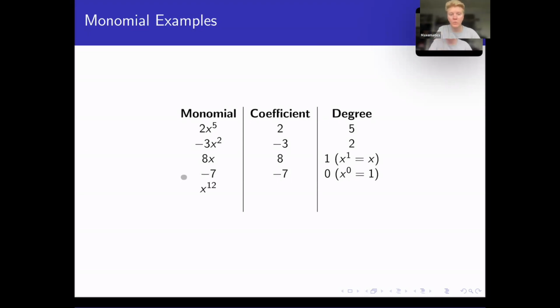X to the 12th, well, the coefficient is what's missing this time. There's an imaginary 1 out in front, right? 1 times anything is itself, so coefficient would just be 1. And the degree, 12. Negative x to the 4th, well, the coefficient would be negative 1, right? There's an imaginary 1 sitting between the negative sign and x to the 4th, and the degree would be 4. Okay? And again, just notice that all of these powers are whole numbers. We don't do anything that has a weird exponent, for example, like 4/3 or square root of 2, right? We only want whole number powers.